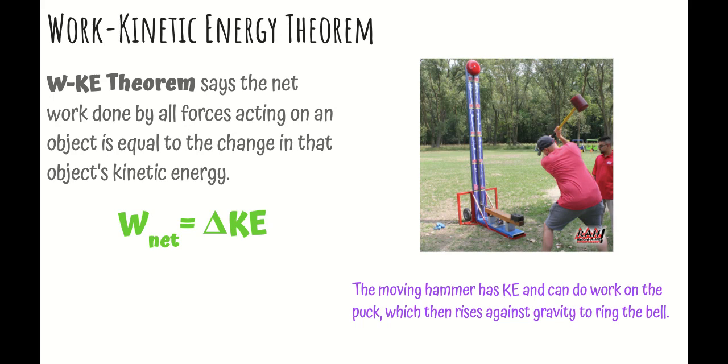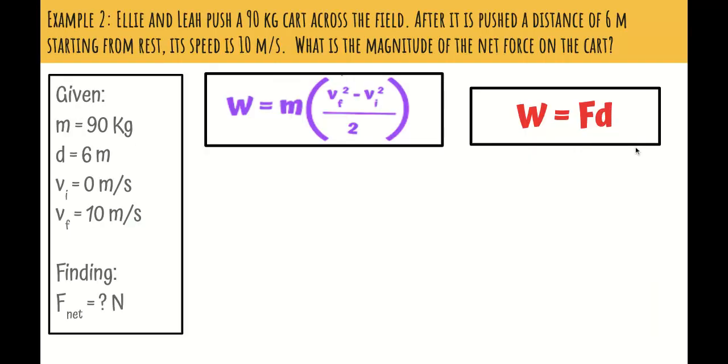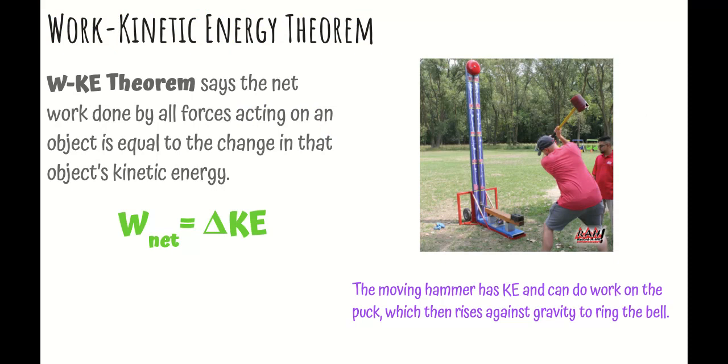If you have this picture here, you have this person swinging a hammer, and he is moving the hammer and creating kinetic energy by moving it. So the hammer can do work on the puck there. When he hits the puck with the hammer, he's applying force downward. The puck is also moving downward, so that is the work. And then that goes through a pretty simple machine here with some levers and causes the puck on the other side to rise to ring your bell. So if you were able to determine the kinetic energy that was created here, you could then figure out how much work was done.